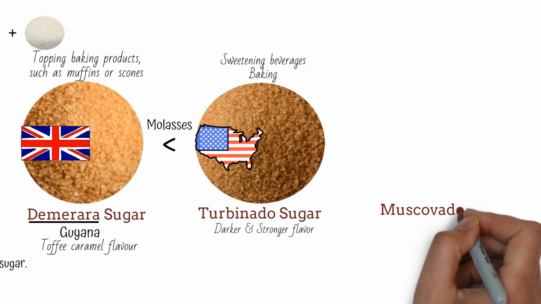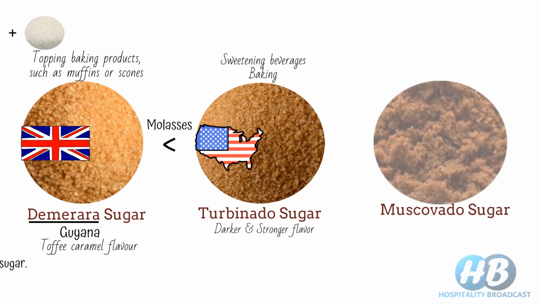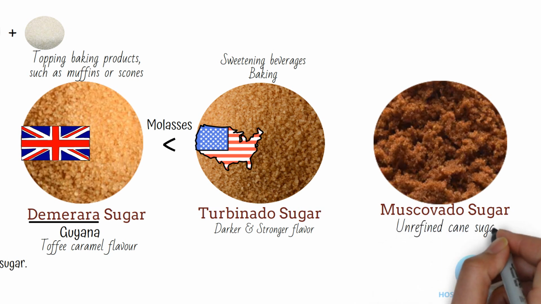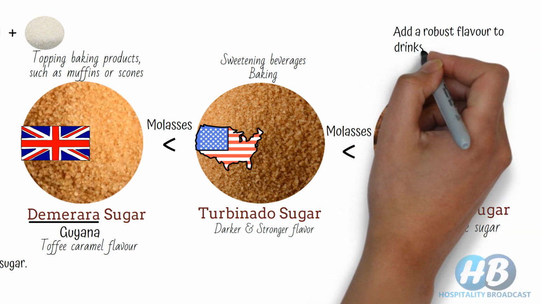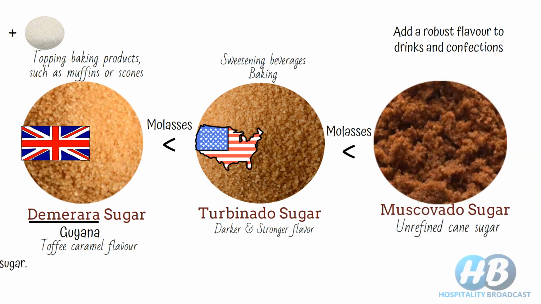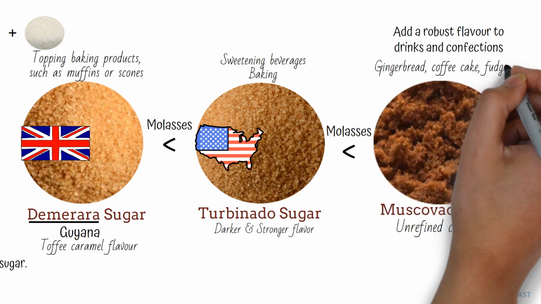Next we have Muscovado sugar. As compared to all the brown sugars we discussed so far, it is unrefined cane sugar with a high amount of molasses. It is very dark brown in color. Sugar crystals are a little larger than regular brown sugar, and the texture is stickier due to its moist nature. Due to high molasses, its deep brown hue and moist texture add a robust flavor to drinks and confections such as gingerbread, coffee cake, fudge, etc.